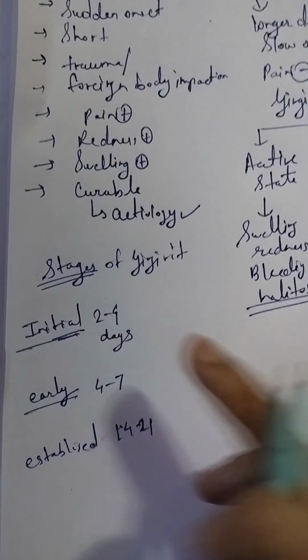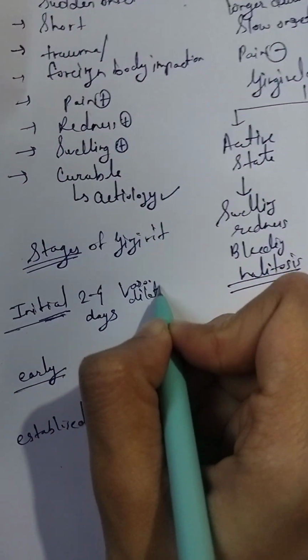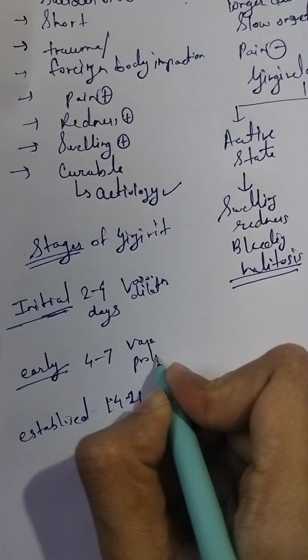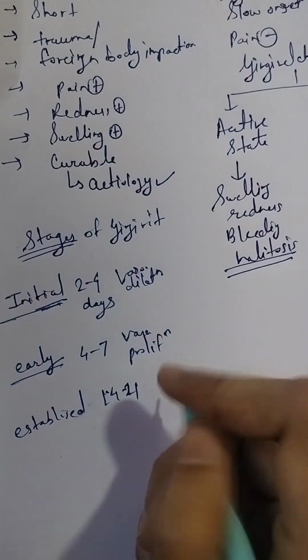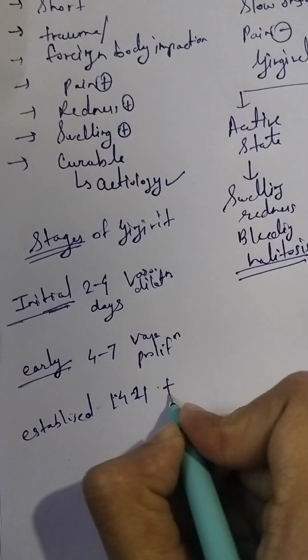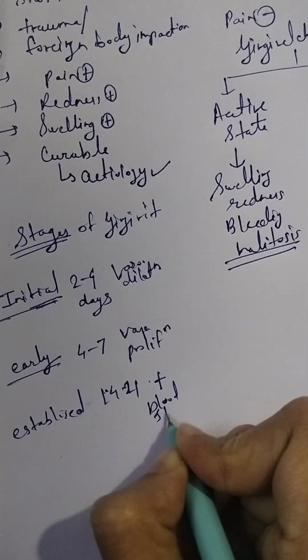In this initial stage, there is vasodilatation. Here, vascular proliferation occurs, and in the established stage, vascular proliferation plus blood stasis occurs.